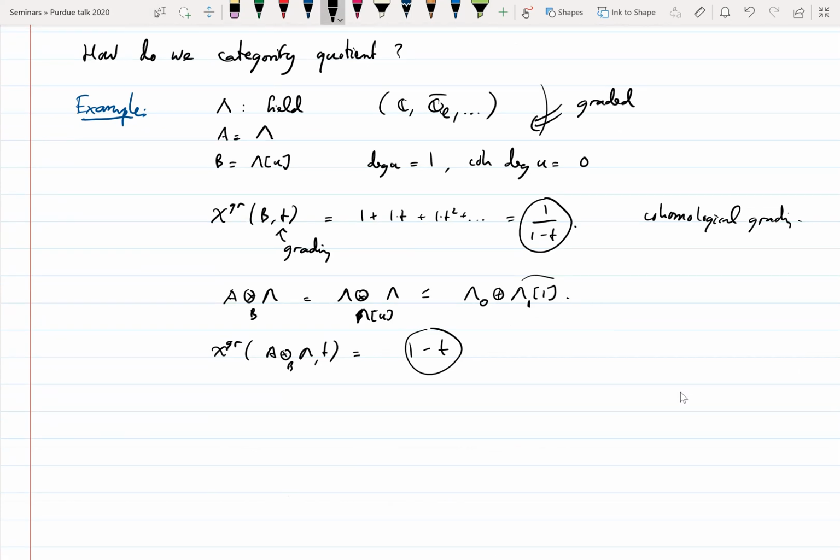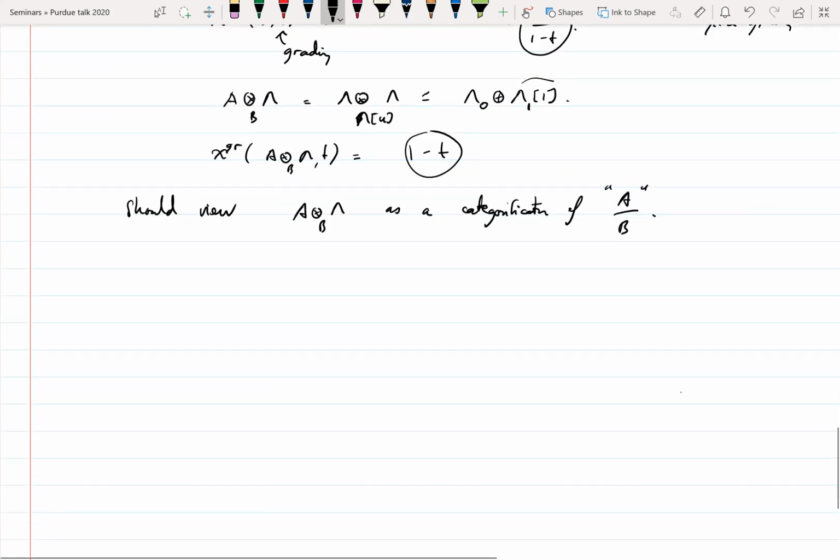And from this, I want to say that we should view A tensor with lambda over B as a categorification of something like A over B. So this is how we can categorify a quotient. Whenever we see a quotient we want to categorify, we should look for some algebra structure and do some relative tensor.